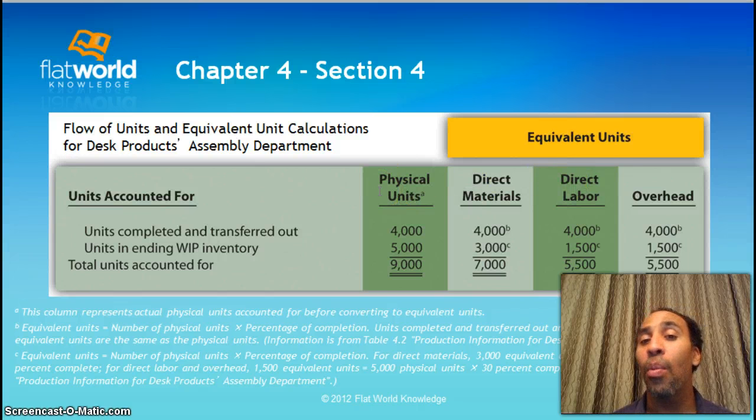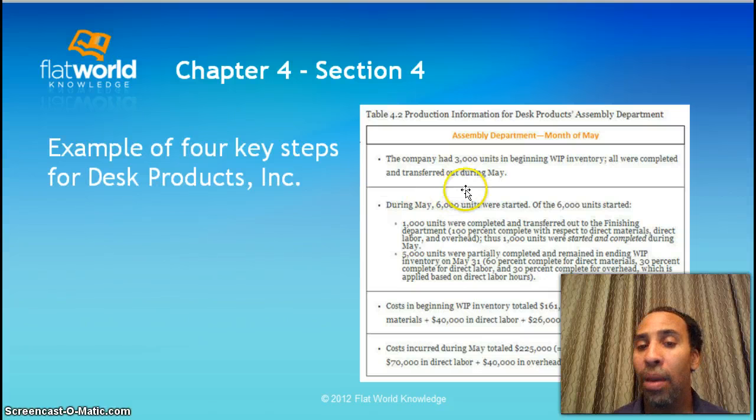Right? So now let's go back to this. And then it says 5,000 units were partially completed and remained in ending work in process inventory on May 31st. Right? So 5,000 is our new number. So we did our 4,000 line, and then we're going to go back to deal with our 5,000 line. But it says 5,000 in relation to 60% complete for direct materials. So it's not 5,000 that's complete, it's 5,000 times 0.60 or 60%. And then we have 5,000 times 30% complete for direct labor and also 30% complete for overhead.